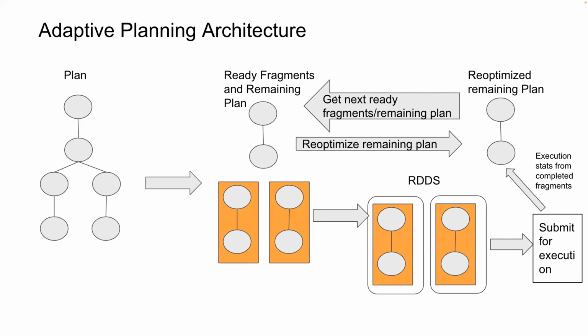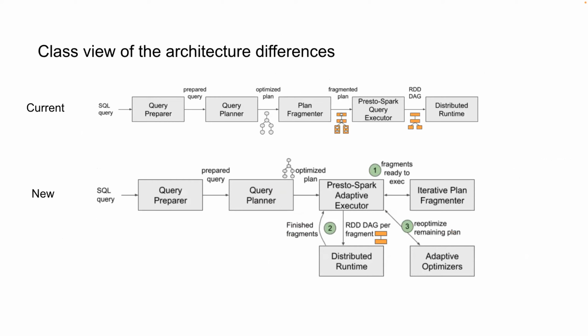You submit that back to get the next plan fragment. Once both of the dependencies have finished and we've re-optimized the plan, you can get the next fragment that's ready to execute and repeat the process until you have no remaining plan left. Here is another view of that architecture change.